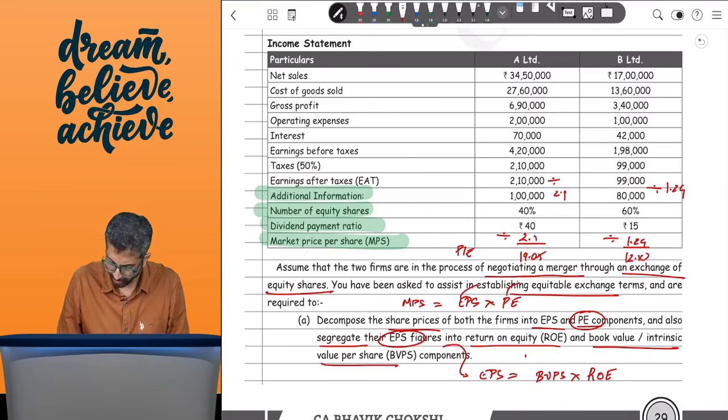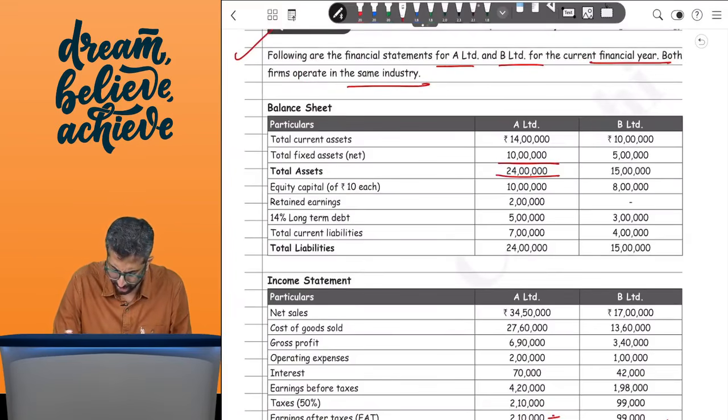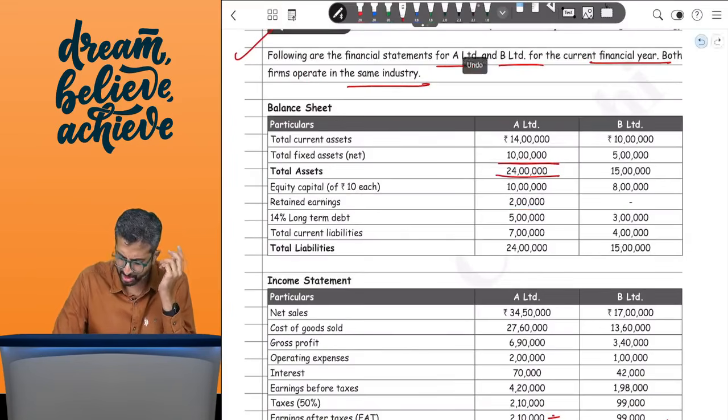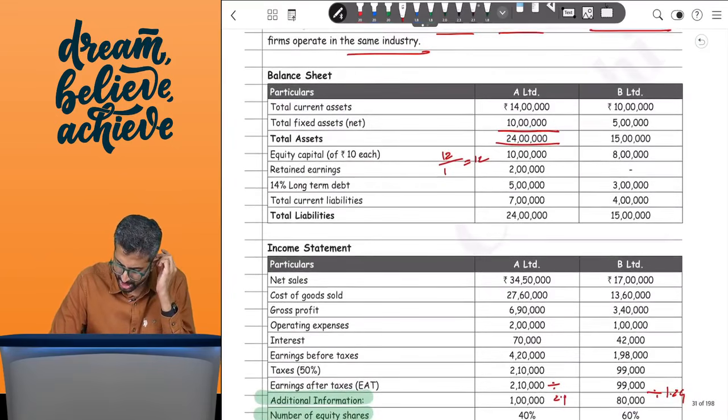So EPS done, PE done. And then book value per share and ROE components. Now book value per share you can do as assets minus liabilities, or share capital plus reserves. Over here, if you look at assets, there are no fictitious assets, great. Minus liabilities, over here you will take long term debt, that is the only liability. Or share capital plus reserves. So basically this is 12 lakhs divided by 1 lakh, and hence this is 12 rupees, and this is 8 lakhs divided by 80,000, and hence this is around 10 rupees. So that is your book value per share.